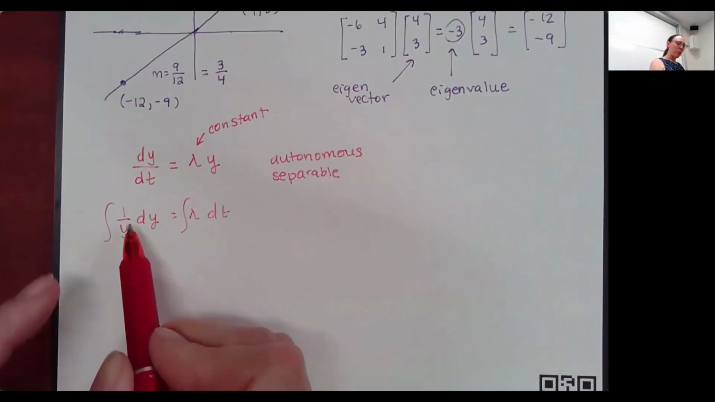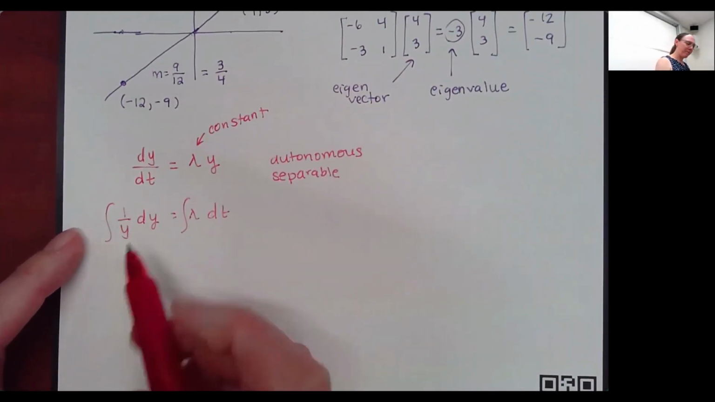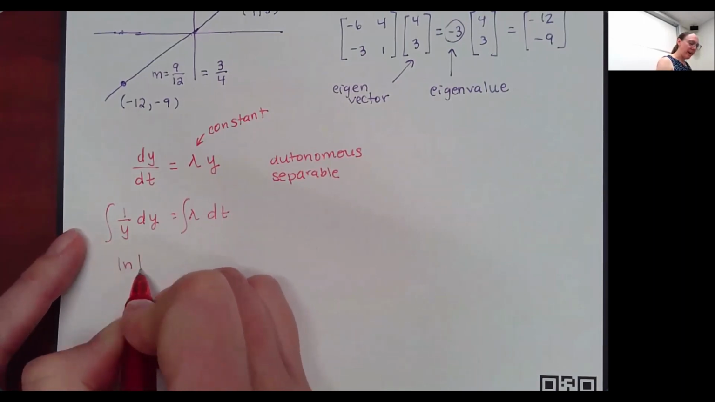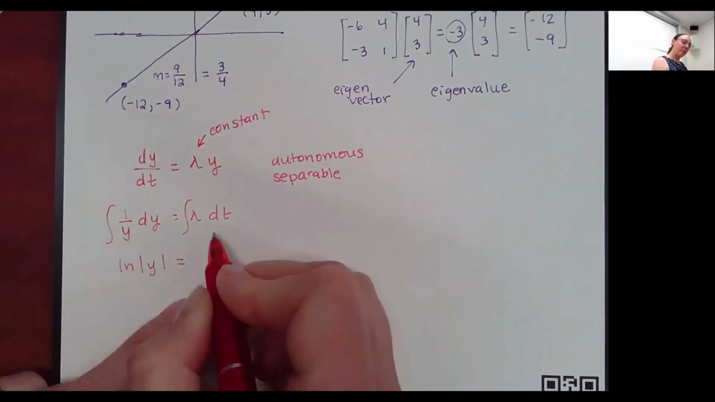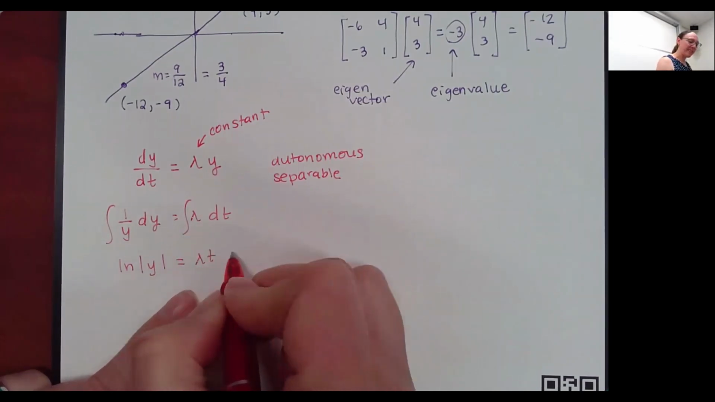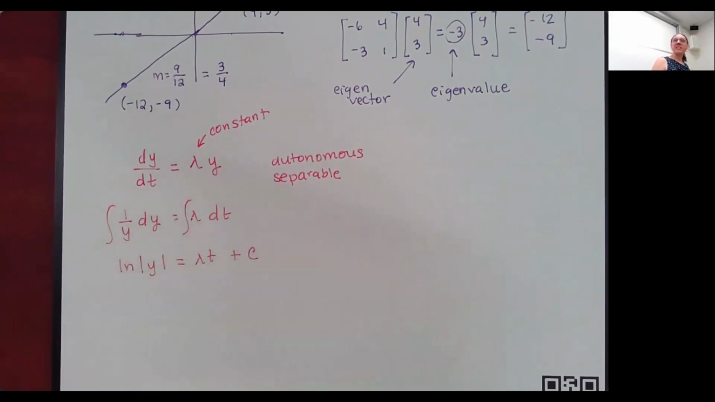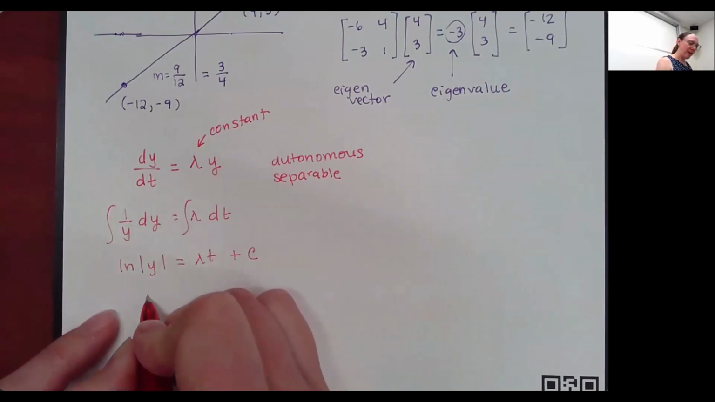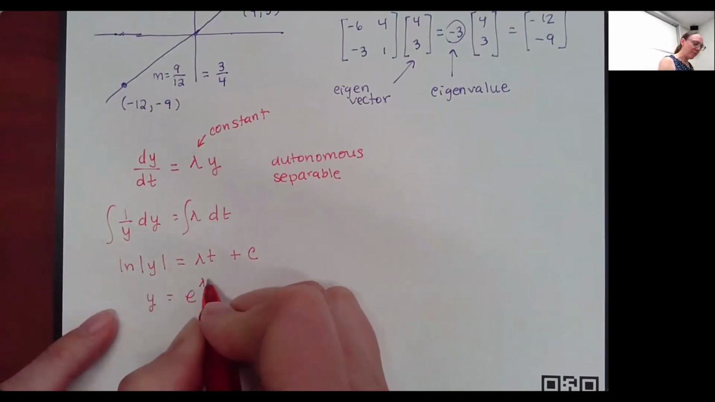What do I get when I take the integral of 1 over y? So I've got ln absolute value of y. Here, because I made it with respect to time, I would have lambda t plus some constant. And then to get the y by itself, I'm going to have e to the lambda t plus a constant.